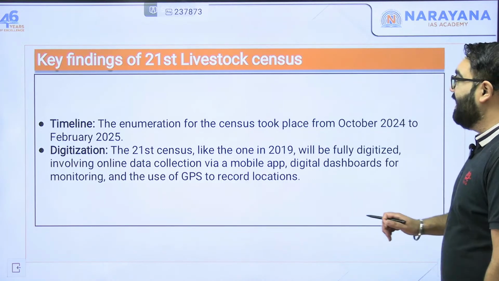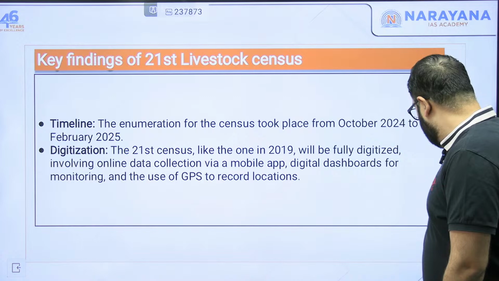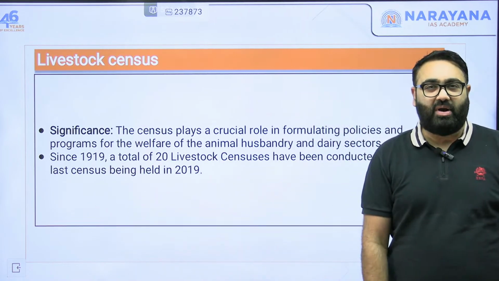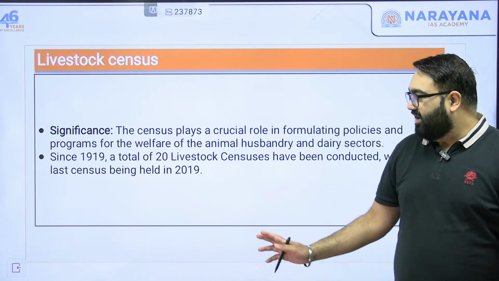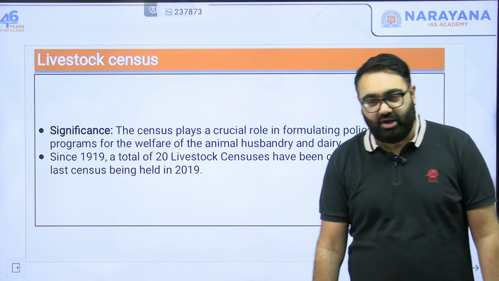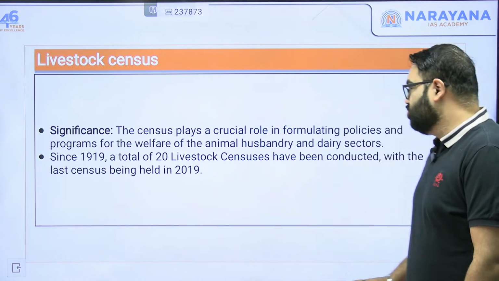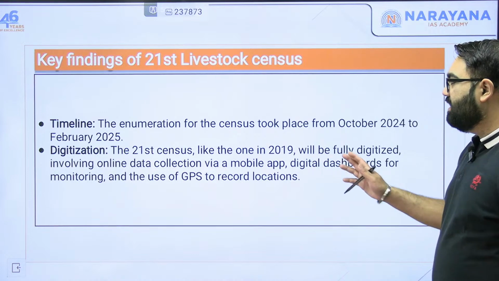Started in 1919, so it's a pretty old thing, something that the British had started. Since then, there have been 20 installments that have been done. The 21st is the one that is ongoing now, for which the government has already collected most of the data. This is the timeline.